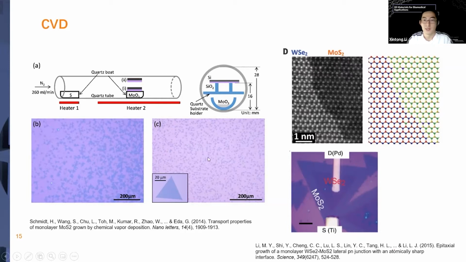That looks like this. And this method is also shown to be able to create atomically sharp heterostructures that look like this. For example, they create a P-type WSe2 and N-type MoS2 heterostructure, and they demonstrate a PN junction that's made out of it. And this method can avoid any transfer methods that are widely used in other methods.